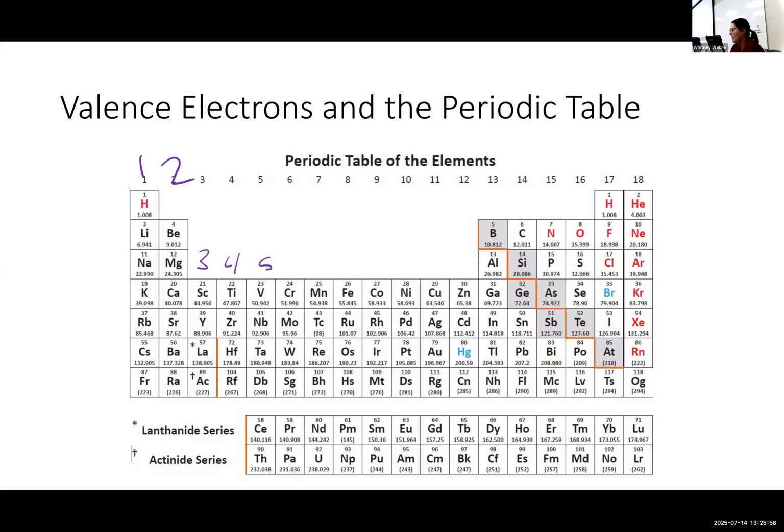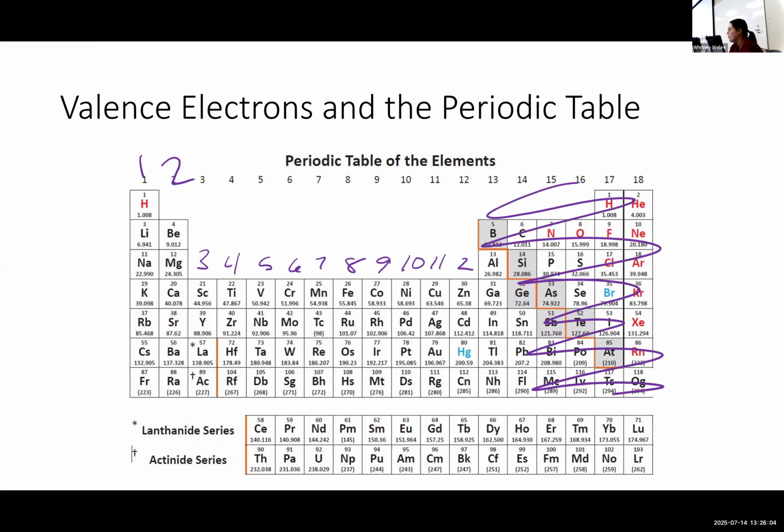3, 4, 5, 6, 7, 8, 9, 10, 11, 12. So if we ignore the p block, then whatever column the S and the D block are in, that's your valence electrons. Very helpful.